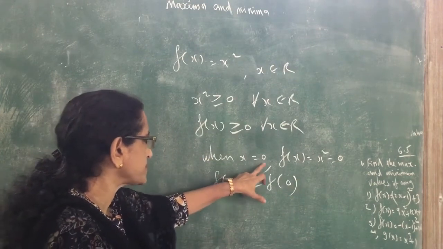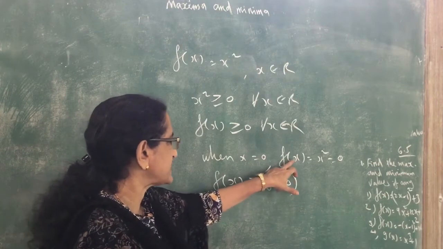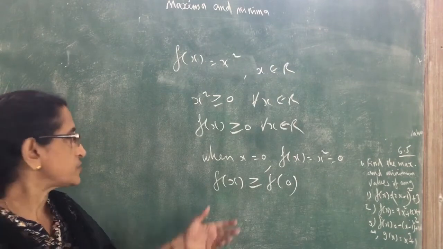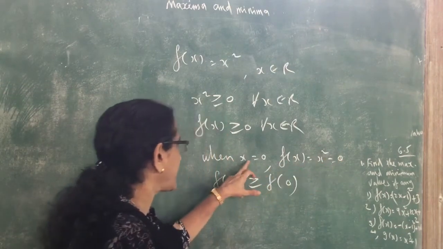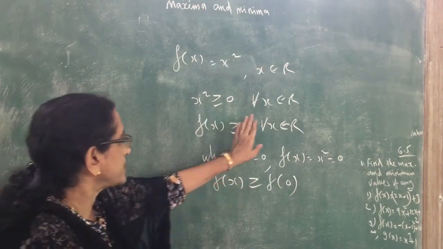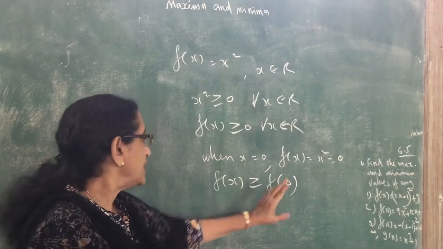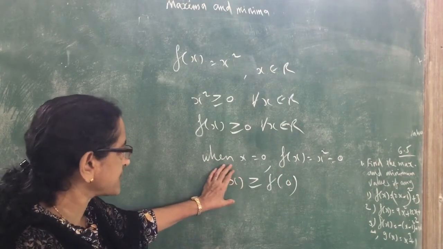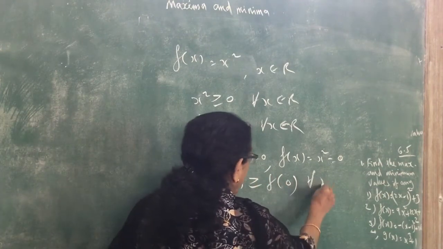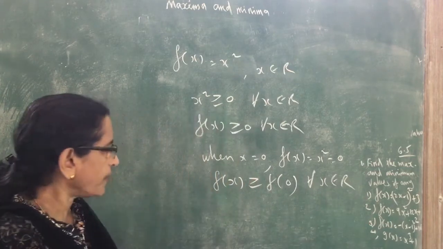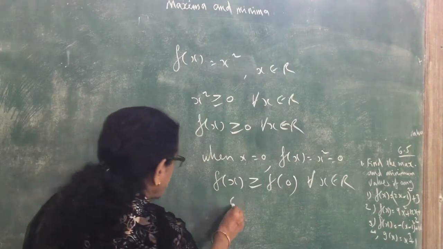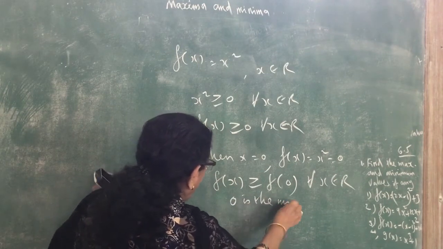Because f of 0 means the value of the function when x equal to 0. So we know f of 0 equal to 0, because when x equal to 0, f of x equal to 0. So in the place of 0, we can write f of 0. Here we get f of x greater than or equal to f of 0 for every x belongs to R. So what is f of 0? That is 0. 0 is the minimum value.